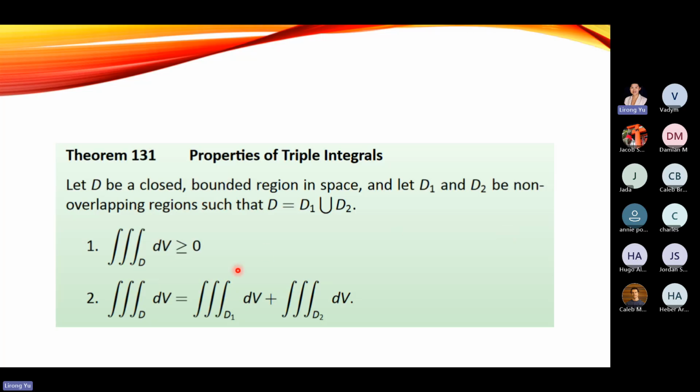If you want to find the volume of D, all you have to do is find the volume of D1 plus the volume of D2. So this triple integral can be added together. That is in relation to the volume: this volume plus this volume equals the total volume, assuming they are not overlapping. If they are overlapping, that will be a different story.